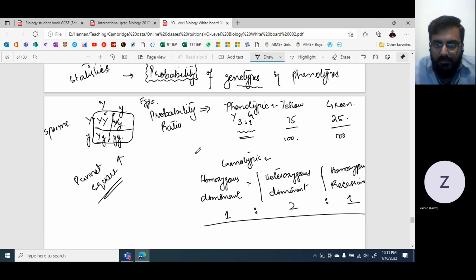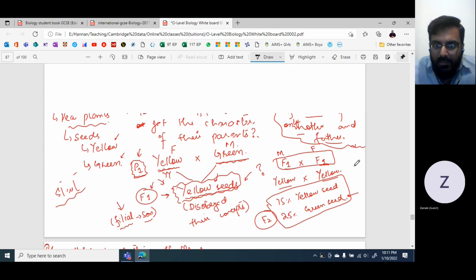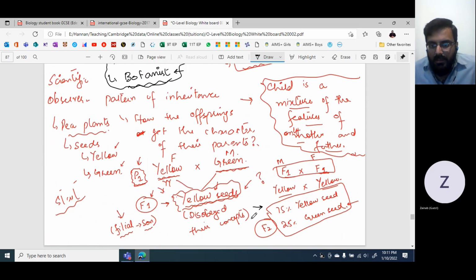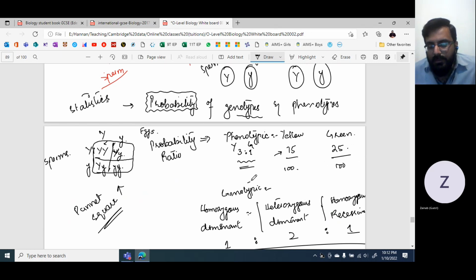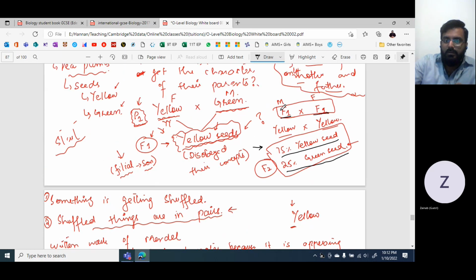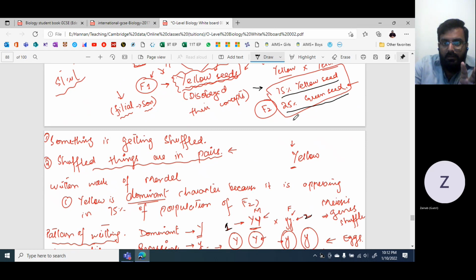And guess what? Look at this expression. What did we mention? That after F1 cross F1, Mendel got 75% of the dominant character. This is phenotype, not genotype. And this is 25% of the recessive character. Coming back to the written work, 75% of the dominant character and 25% of the recessive character. This is the same probability in the written work as in the practical work.